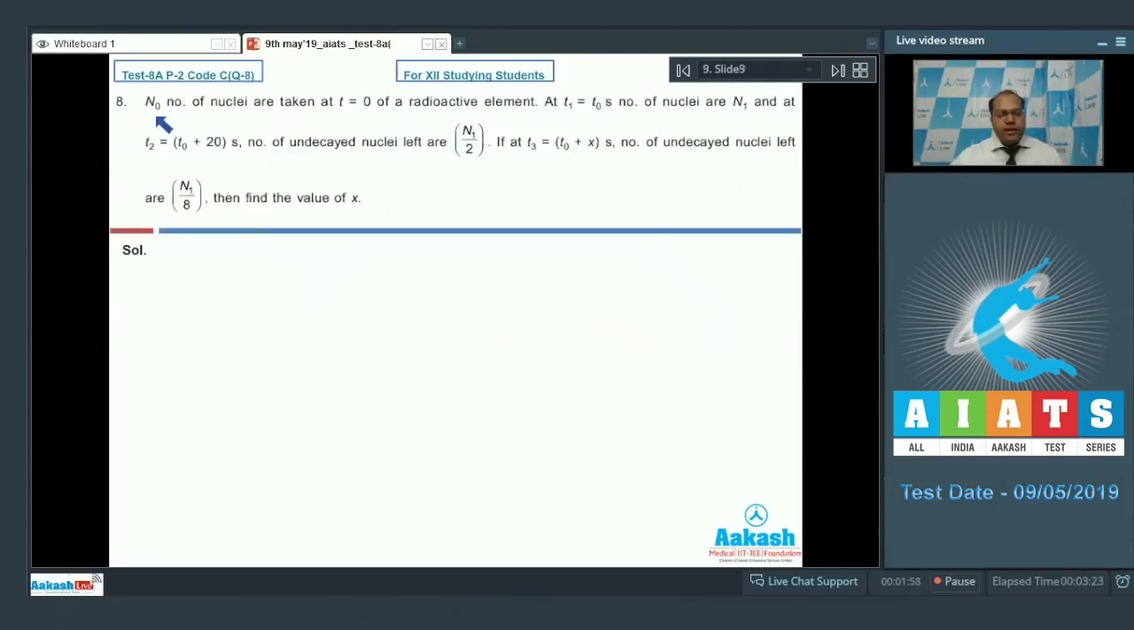In question number 8, n0 number of nuclei are taken at t equal to 0 of a radioactive element. At t1 equal to t0 seconds, the number of nuclei is n1, and at t2 equal to t0 plus 20 seconds, the number of undecayed nuclei left is n1 by 2. If at t3 equal to t0 plus x seconds, the number of undecayed nuclei left is n1 by 8, then we have to find the value of x.